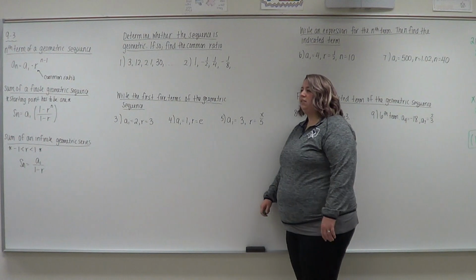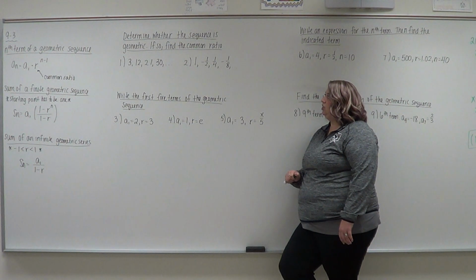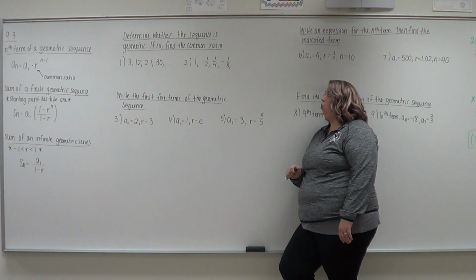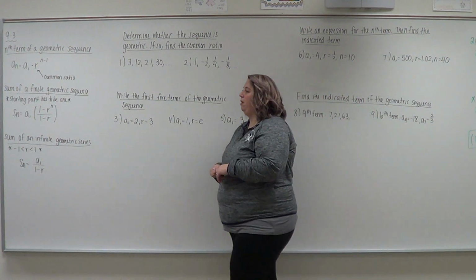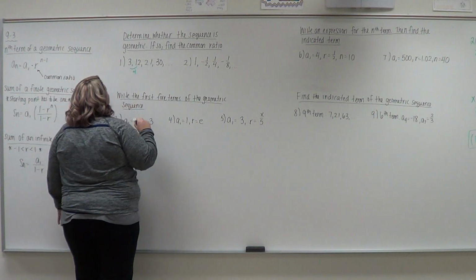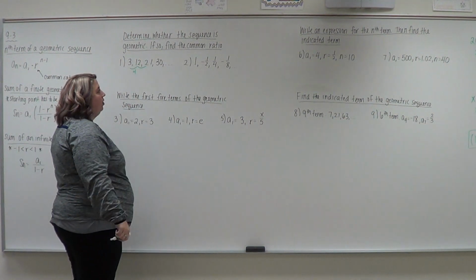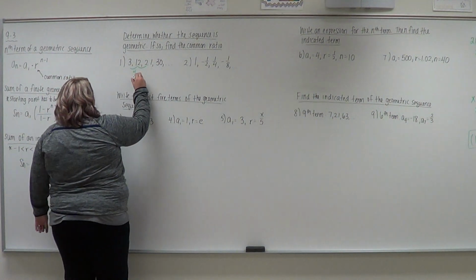Okay, kind of set up similarly to section 9.2. The first part says determine if the sequence is geometric. If so, find the common ratio. So you're thinking, what are we multiplying by to get the next term? If I look at number 1, to get from 3 to 12, I would multiply by 4. If I want to get to my next term, I would have to be multiplying by the same number. Well, 4 times 12 is 48, not 21. So this would be no.